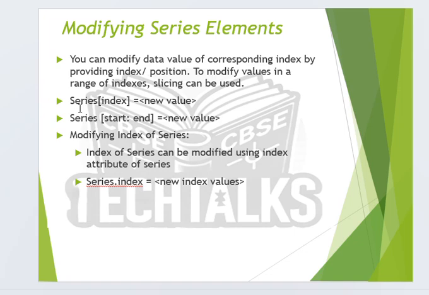So the syntax will be series, pass the index, and equals to new value. Or if you want all the values from starting till end, all the new values to be changed, you can go with series and use the slicing start, colon, and equals to new value. Modifying index of series. Index of series can be modified using index attribute of series. So you can give series dot index equals to new index value also. So you can change the value as well as you can change the index.